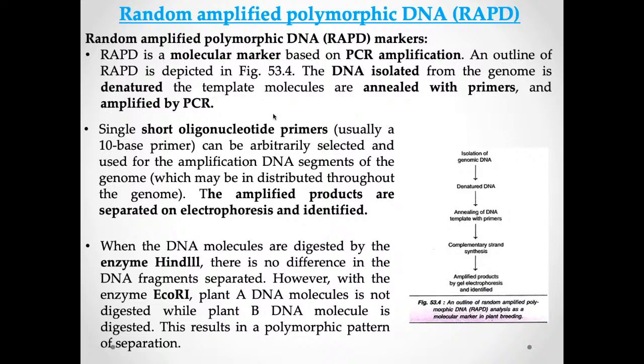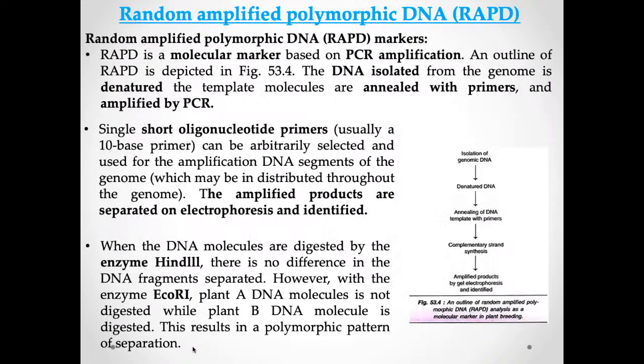Single short oligonucleotide primers, usually 10 base primers, can be arbitrarily selected and used for amplification of DNA segments of the genome. And the amplified products are separated on electrophoresis and identified. When the DNA molecules are digested by the enzyme HindIII, there is no difference in the DNA fragments that are separated. However, with enzyme E. coli 1, plant A DNA molecule is not digested while plant B DNA molecule is digested. This results in a polymorphic pattern of separation.